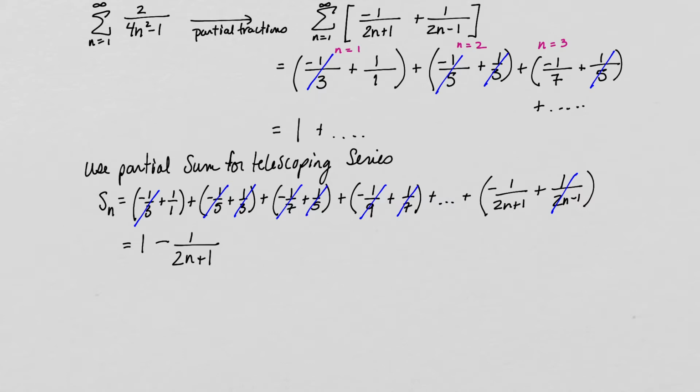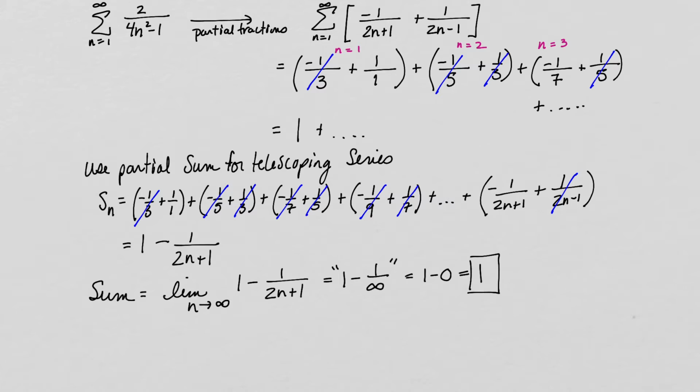Okay, so now to find the total sum. The sum is going to be equal to the limit as n approaches infinity, so as I let my terms go towards infinity, of 1 minus 1/(2n+1). And if I plug in there, I end up with 1 minus 1 over infinity. And remember, 1 over infinity is 0. So I end up with 1 minus 0, or just 1.